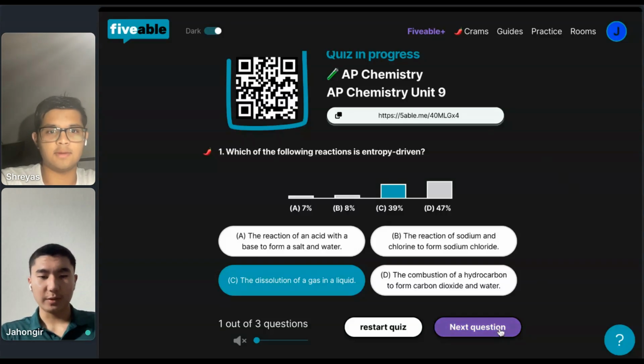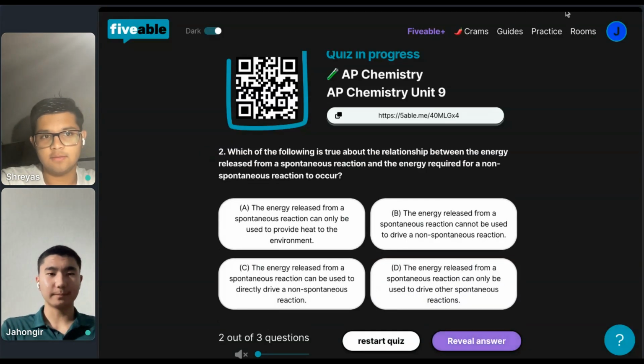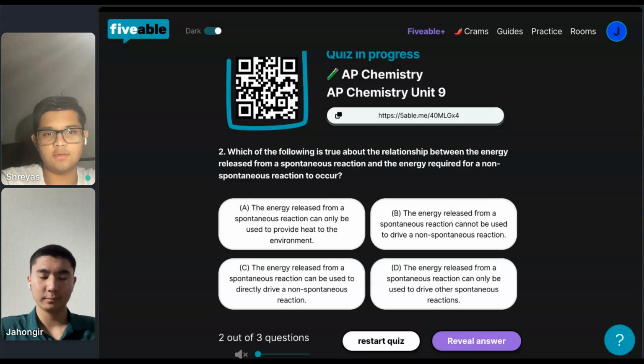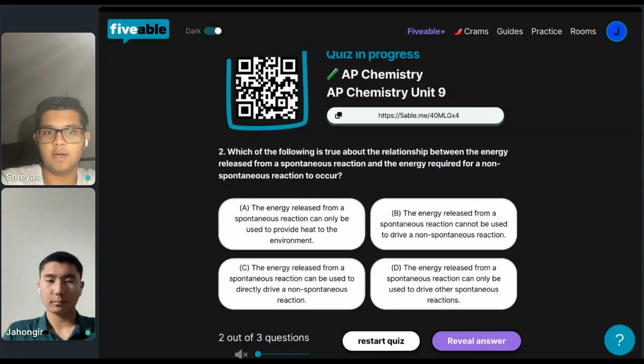So now let's move on to the next question. When we change states from solid to liquid and liquid to gas, entropy increases. So our next question says, which of the following is true about the relationship between the energy released from a spontaneous reaction and the energy required for a non-spontaneous reaction to occur? And we'll give you a couple of seconds to answer the question, and then we'll reveal the answer.